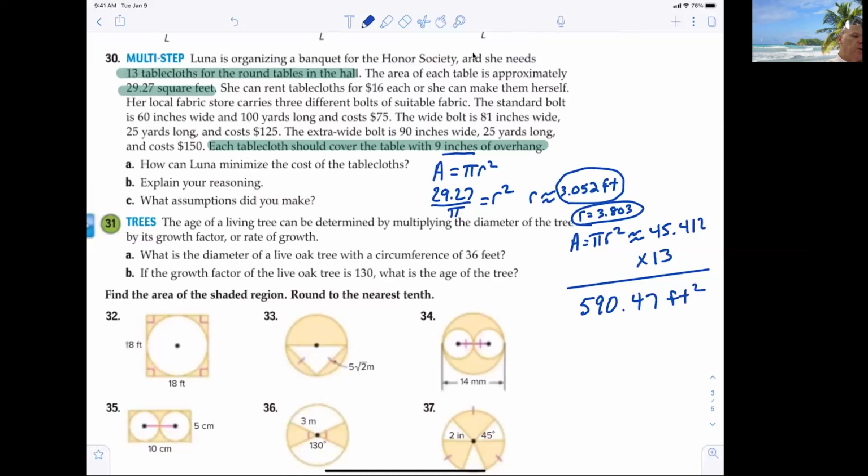So she can rent tablecloths for $16 each, or she can make them herself. Her local fabric store carries 3 different bolts. The standard is 60 inches wide and oh, this is annoying. I agree with you guys on this. All right.